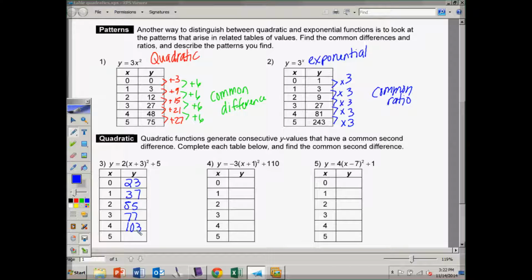What did I say? I don't know what I said. 5 plus 3 is 8. 8 squared is? 64. 64 times 2 is? 128. 128 plus 5 is? 133.